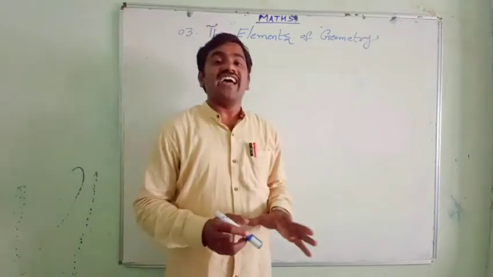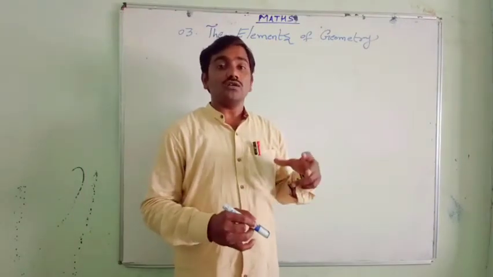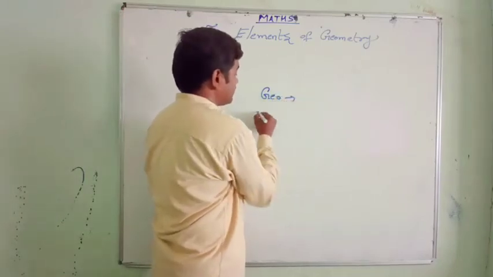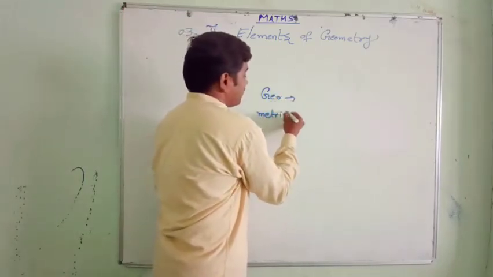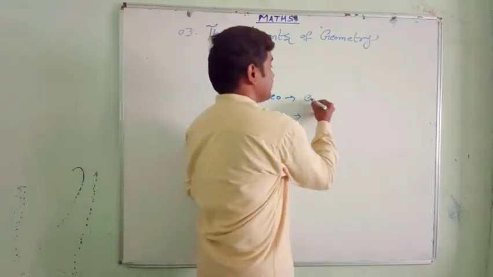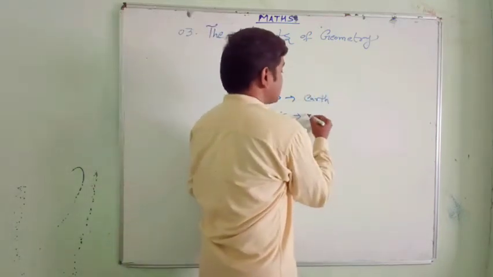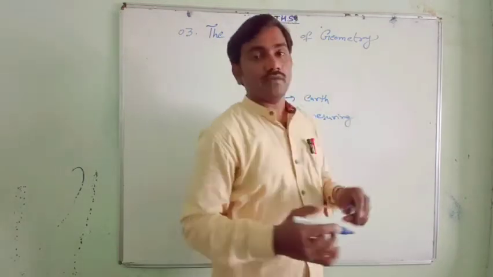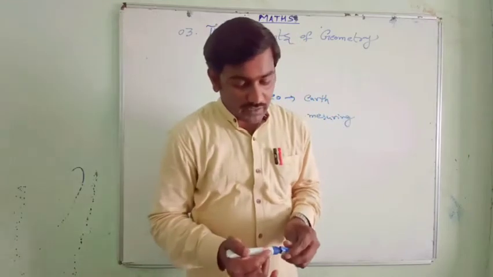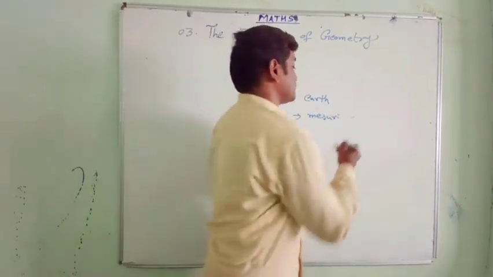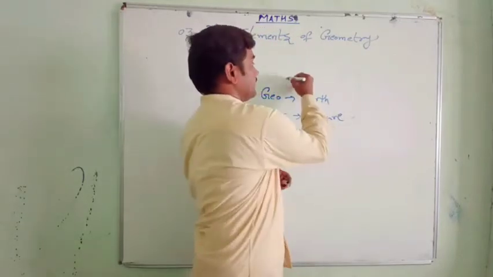Geometry is a Greek word actually. It is divided into two parts: geo and metric. Geo in the sense of earth, metric in the sense of measure. This is a Greek word.